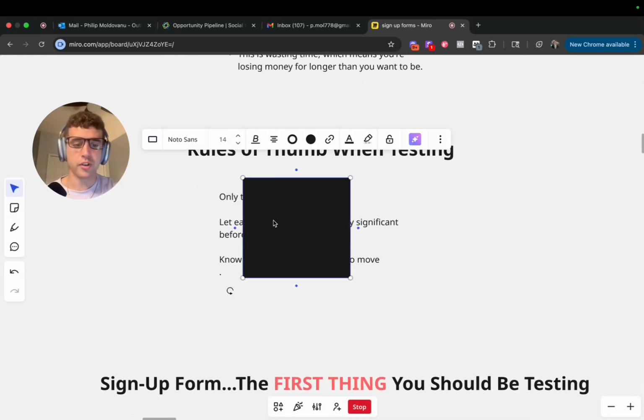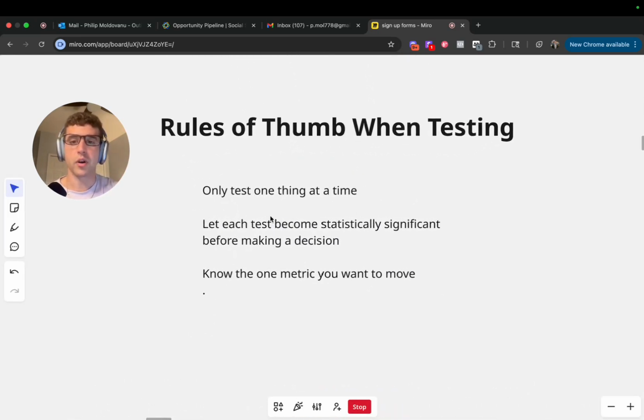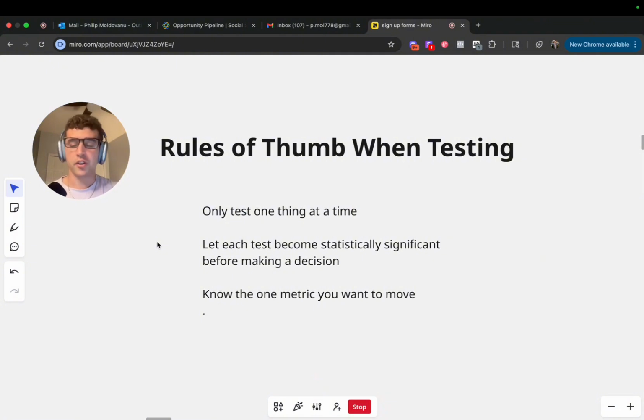Some basic rules of thumb when it comes to actual testing. First of all, this is pretty straightforward: only test one thing at a time. For example, if you're testing a sign-up form, don't test the time delay, the offer, and the image placement at the same time in one test, because sure, maybe your submission rate will go up and that's awesome, and hooray, we're making more money now. But we don't know exactly what we did. We weren't able to isolate that variable. We don't know what we actually changed that led to this improvement. So going forward, we didn't really learn anything.